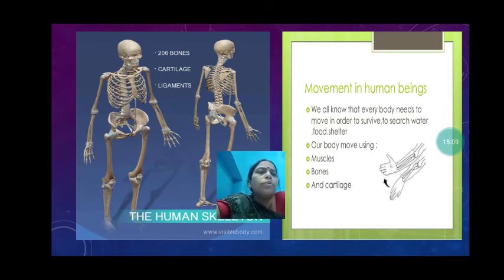Our body moves using muscles, bones and cartilage. So to move our body, what does it need? It needs muscles, bones and cartilage, and with the help of these three things our body can move. So what is cartilage? Cartilage is a connective tissue that helps in the movement. So muscles, bones and cartilage help in the movement of human beings and other animals also.